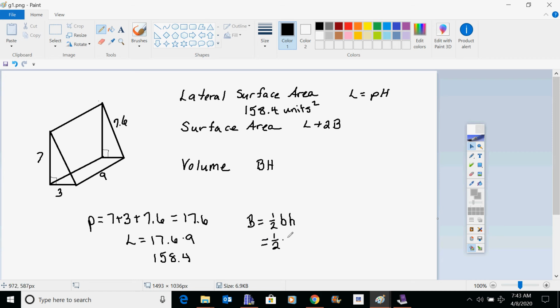1/2 base 3 times 7. So you're looking for 1/2 of 21. So that would be 10.5.